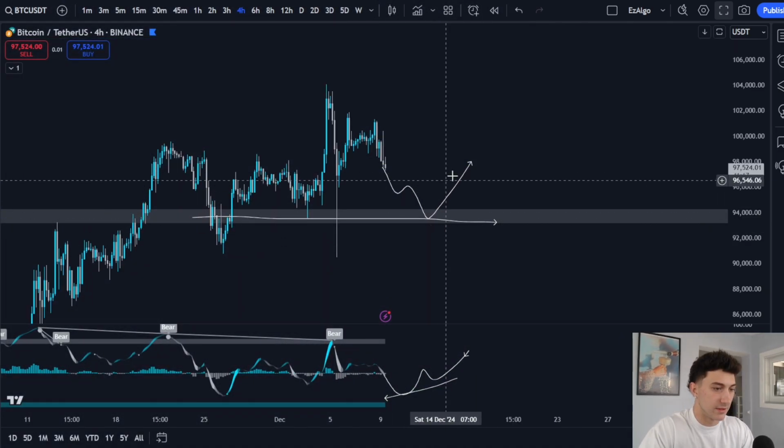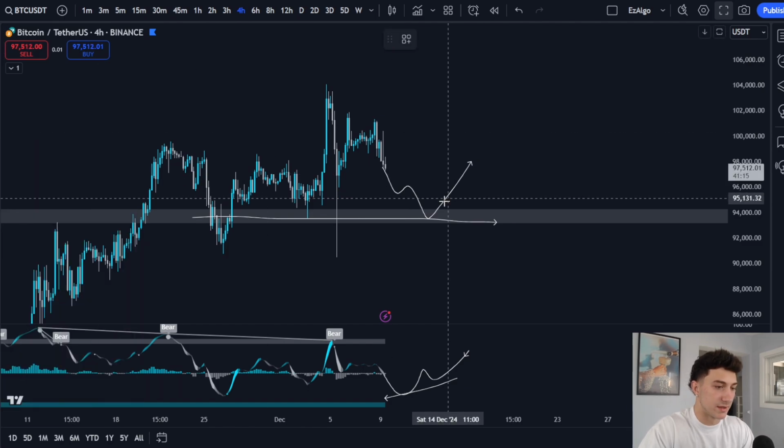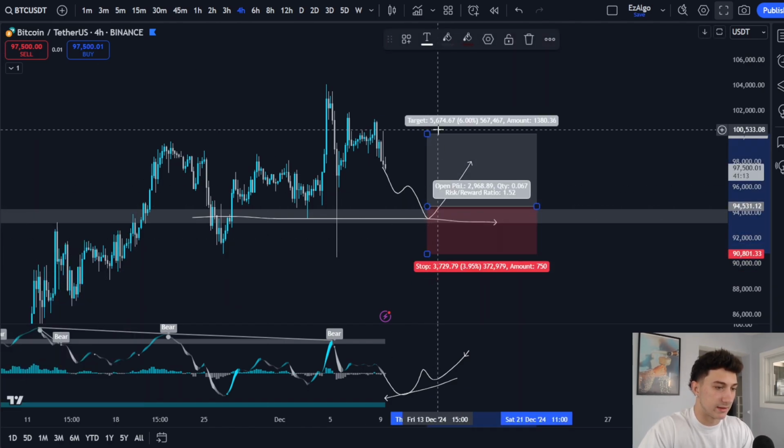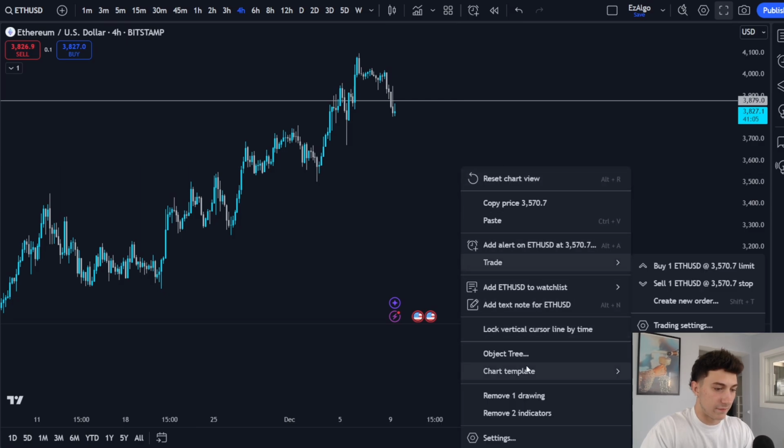Okay, so here we go. This would be a high probability long setup, in my opinion. Something like this. Okay, let's start on another fresh chart.